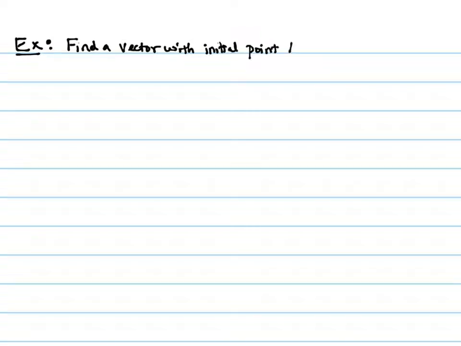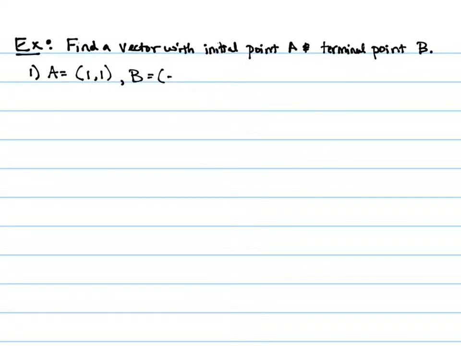All right. So the first thing we're going to look at is finding a vector. So we're going to find a vector with initial point A and terminal point B. And our A is the point (1, 1), and B is the point (-2, 4).